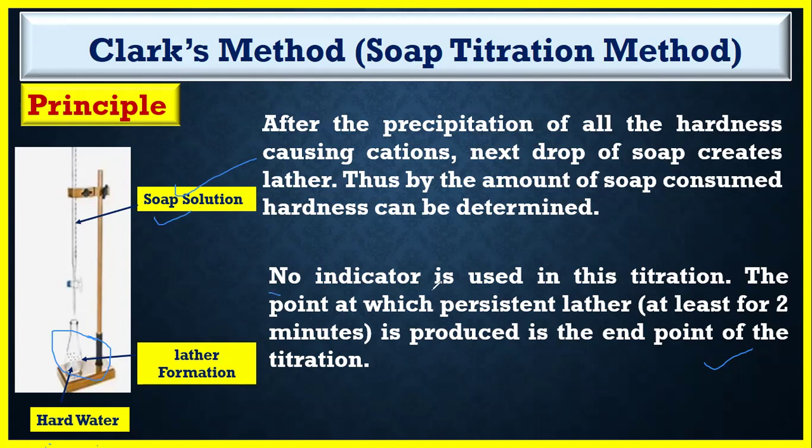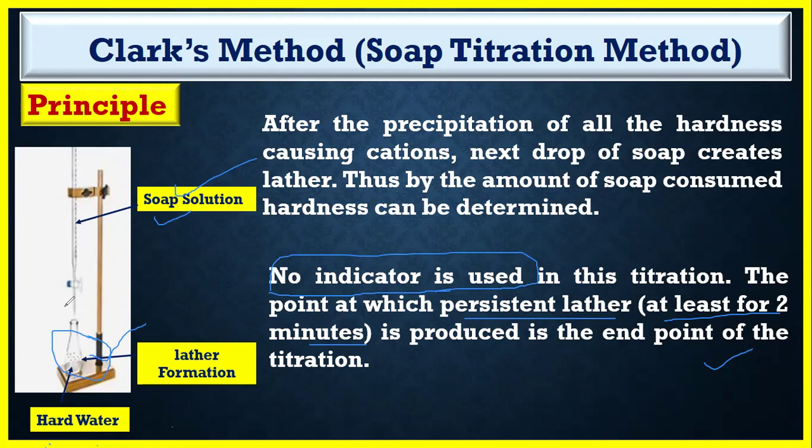One important point in this titration is that no indicator is used, because the endpoint of this titration is the formation of persistent lather with the soap. Persistent lather means lather that is stable for at least 2 minutes, which indicates that all the calcium and magnesium ions have been consumed to form the scum. So no hardness is remaining in the water sample. This indicates that this is the endpoint of the titration.